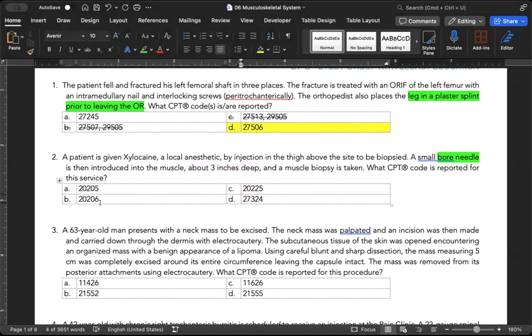Okay, so you recommend to write incisional near those. Yep, incisional. And that little bubble for 20200 and 05.